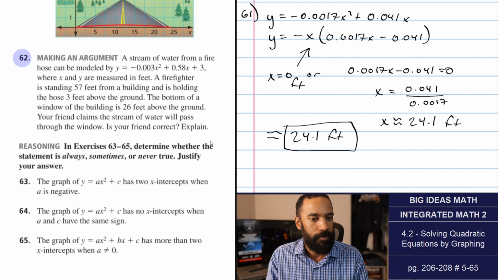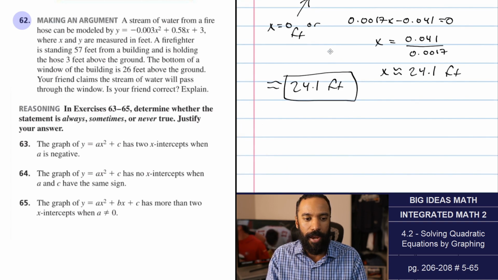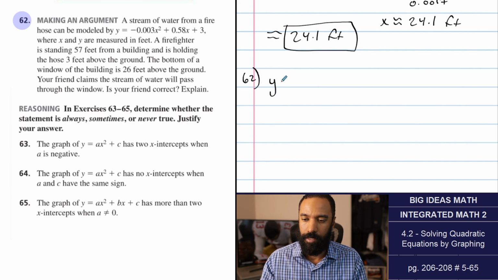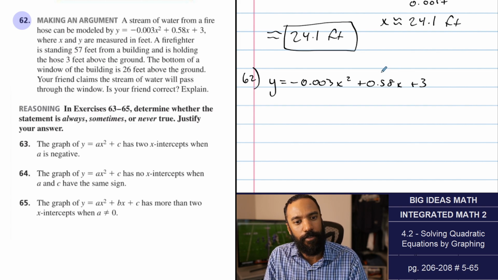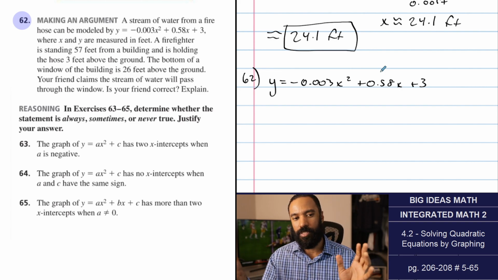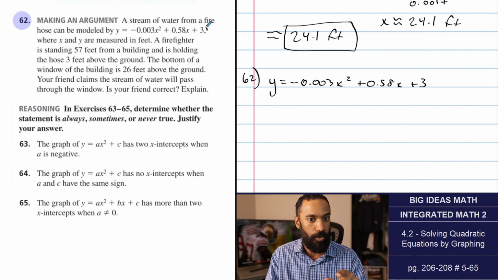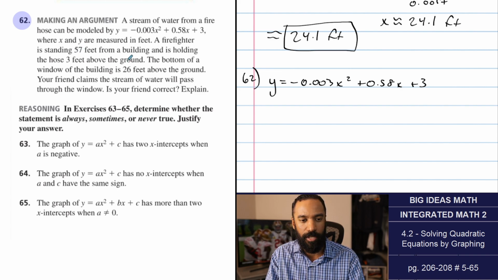Okay, number 62. A stream of water from a fire hose can be modeled here, where x and y are measured in feet. Negative 0.003x squared. A firefighter is standing 57 feet from a building and is holding the hose 3 feet above the ground. I assume the 3 has to do with the model. So that 3 is that 3. This 57 is not yet applying. We haven't talked about that.